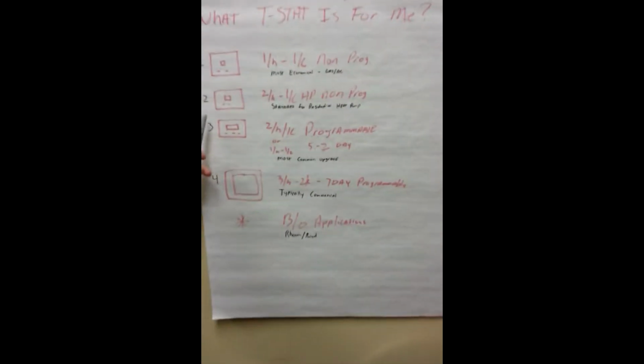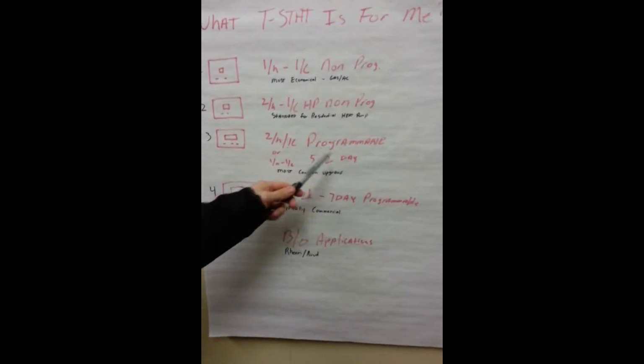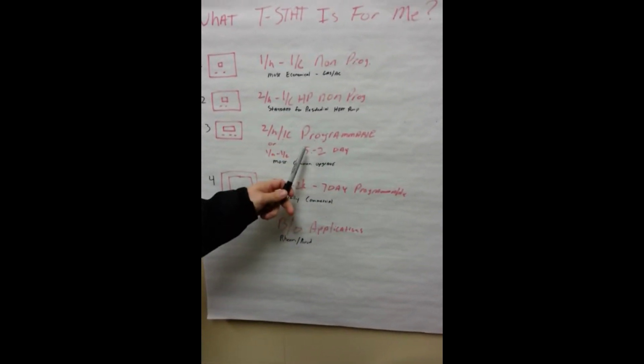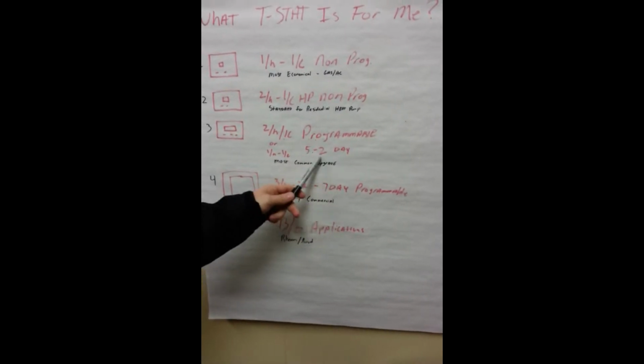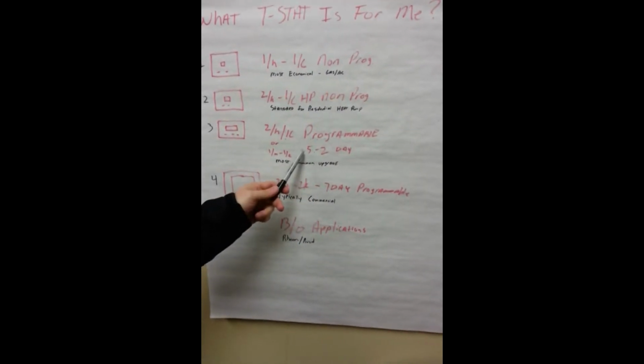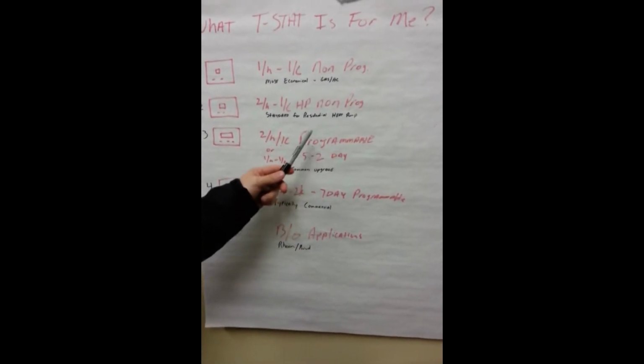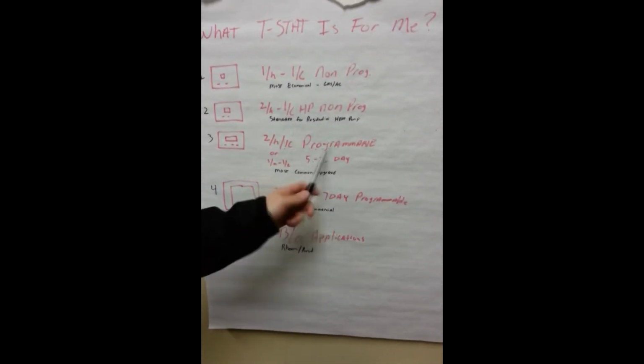Now, that brings us to programmable thermostats. They make two or three different kinds of programmable. You have a 5 and 2, which is typically more of a commercial environment. You can set Monday through Friday, and then you set the weekend. Real simple, it's real fast to program.